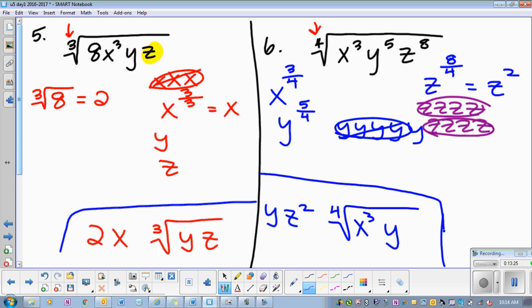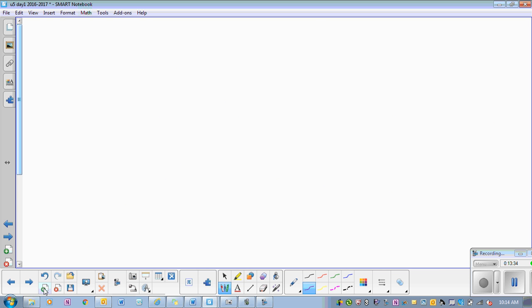Okay. All right, perfect. So, can we try another one? Let's try 7 and 8. So 8 is a little bit tricky. So we'll do 8 together, but I want you guys to try number 7, please. 4th root of 256, xy to the 4th. You guys can definitely do this one on your own.